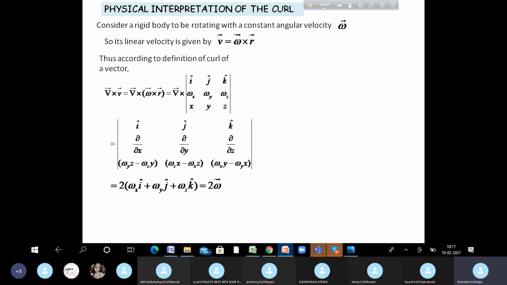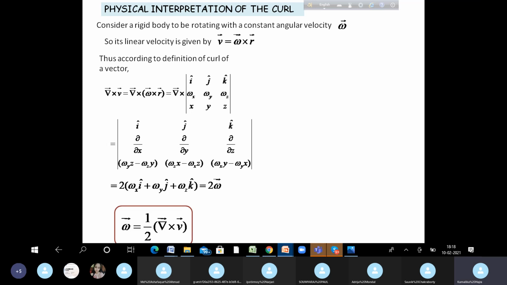Okay, you can do this by yourself. I have not written down the steps in between. You can do this and verify that this is the answer that we get. So what we are trying to see is that curl of linear velocity is giving us angular velocity, right? So angular velocity is equal to half of curl of v.